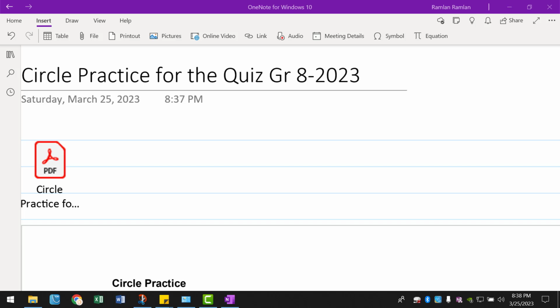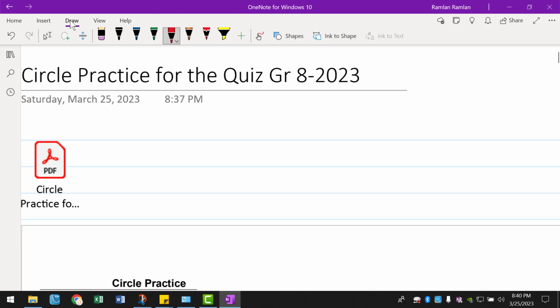Okay, good evening everyone. So today I will be discussing the circle practice for our quiz next week. Notice that the formulas that we're going to use are the circumference and the area of a circle, of course. So the circumference will be 2 pi r, and the area of a circle will be pi r squared.